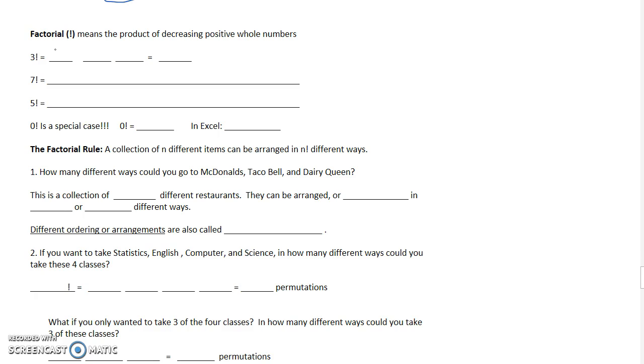So 3 factorial would be 3 times 2 times 1. And 3 times 2 is 6, times 1 is still 6. So 3 factorial would be 6.